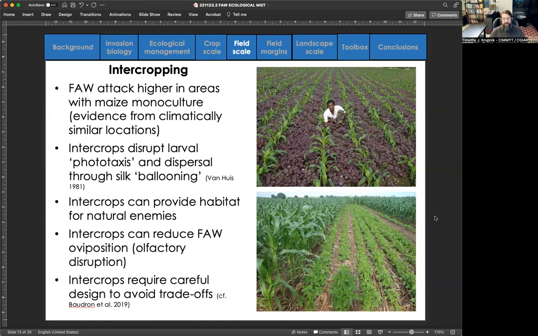Intercrops have also been shown to reduce fall armyworm oviposition. And this might be due to olfactory disruption of female fall armyworms seeking host plants to oviposit on. But again, one last point is that intercrops require careful design to avoid potential trade-offs. And more of that is detailed within the chapter that I mentioned earlier.